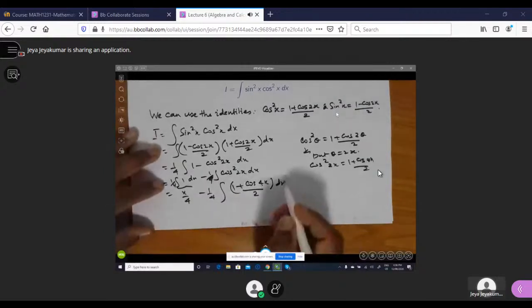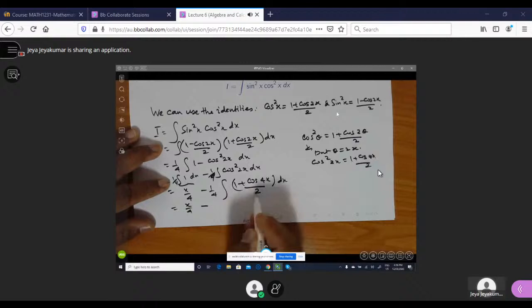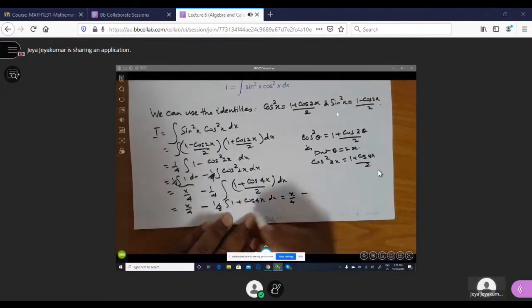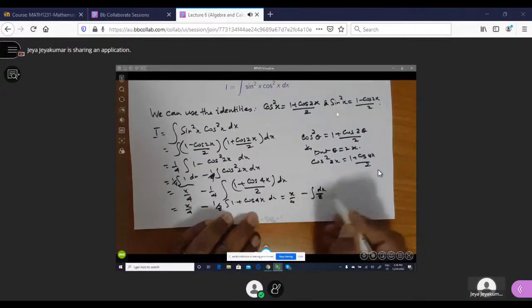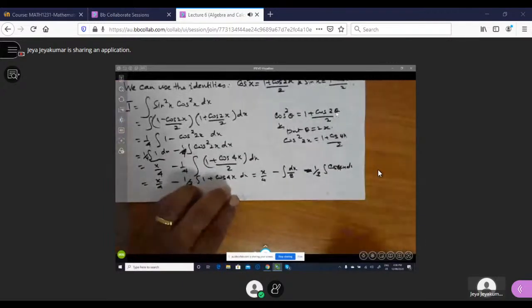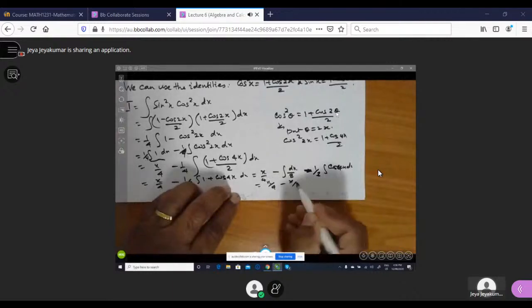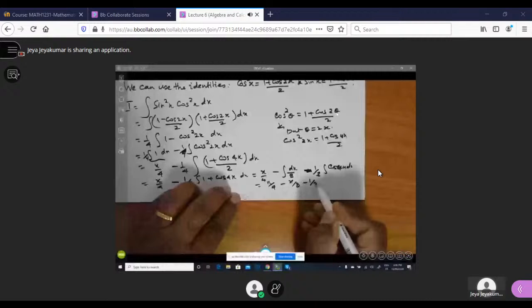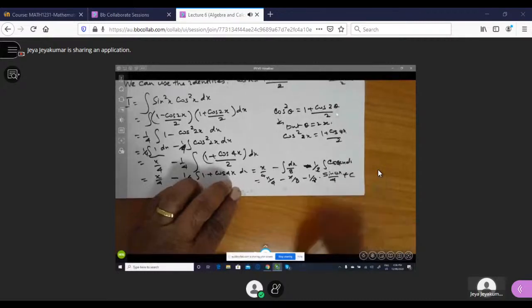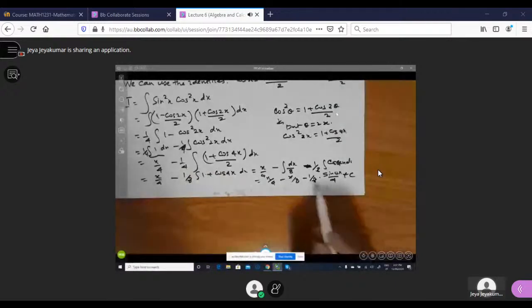So now we can easily integrate this one. That's 1 on 8 times 1 plus cosine 4x dx. So that gives you x over 4. So that one is the integral of dx over 8, and this one minus 1 on 8 cosine 4x dx. So that gives you x on 4, that's x on 8, minus 1 on 8, sine 4x on 4, plus c, the constant of integration. So that gives you x on 8 minus 1 on 32 sine 4x.